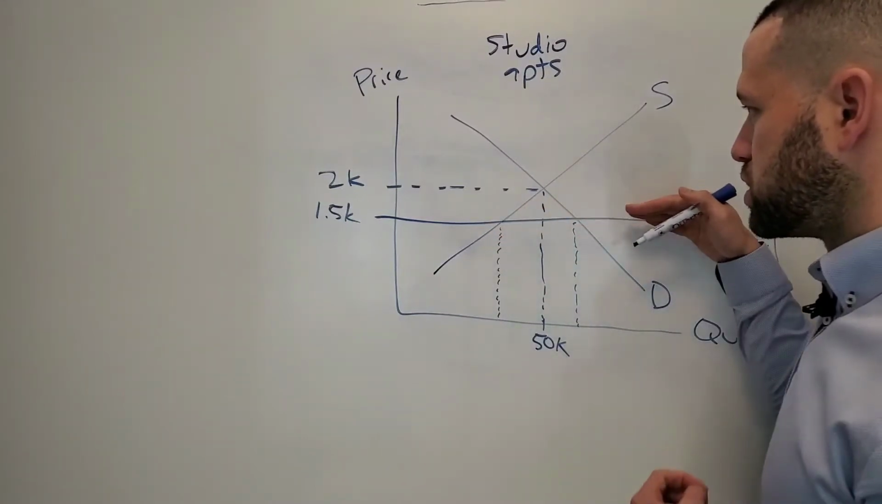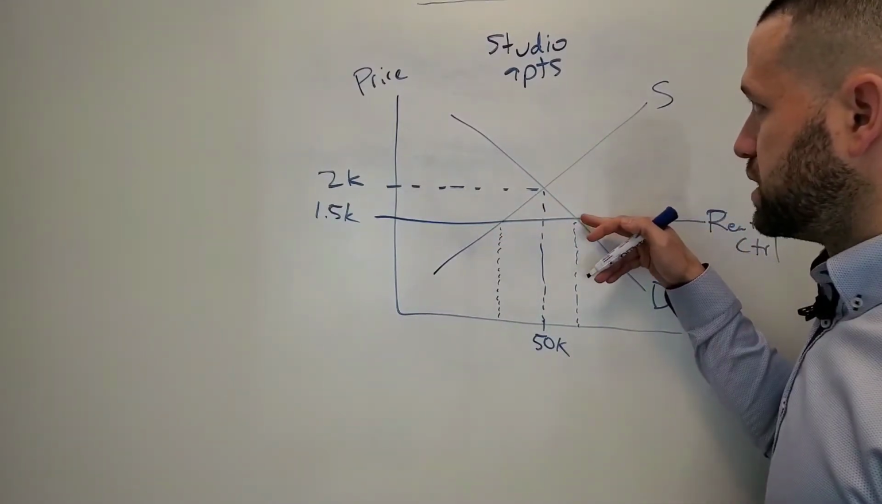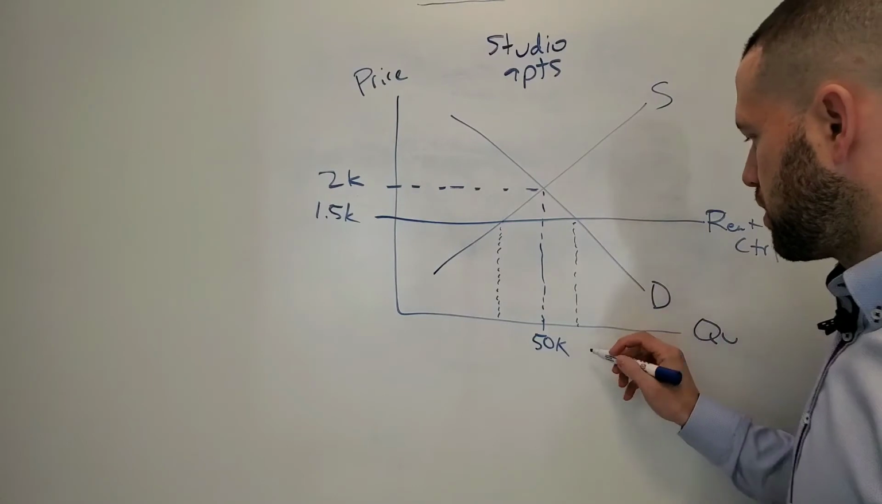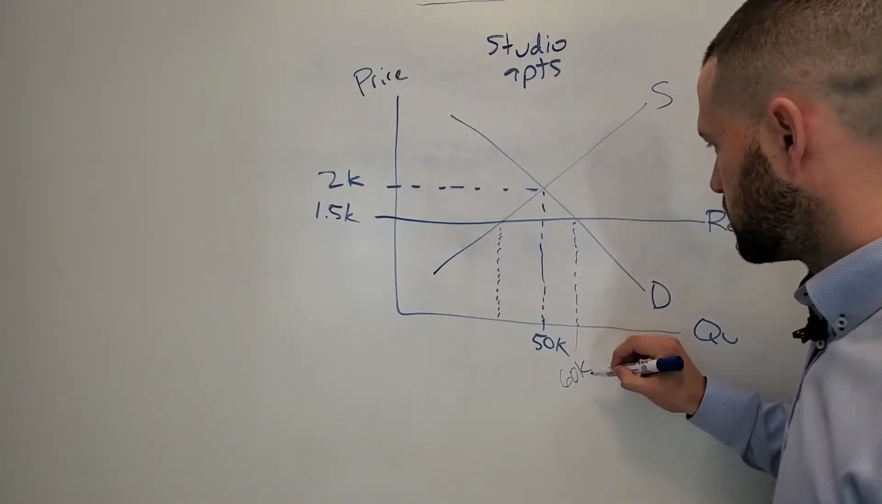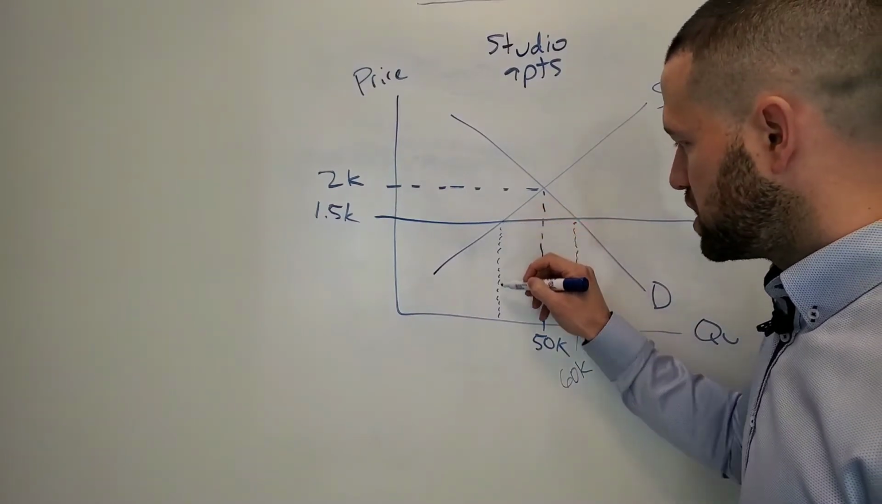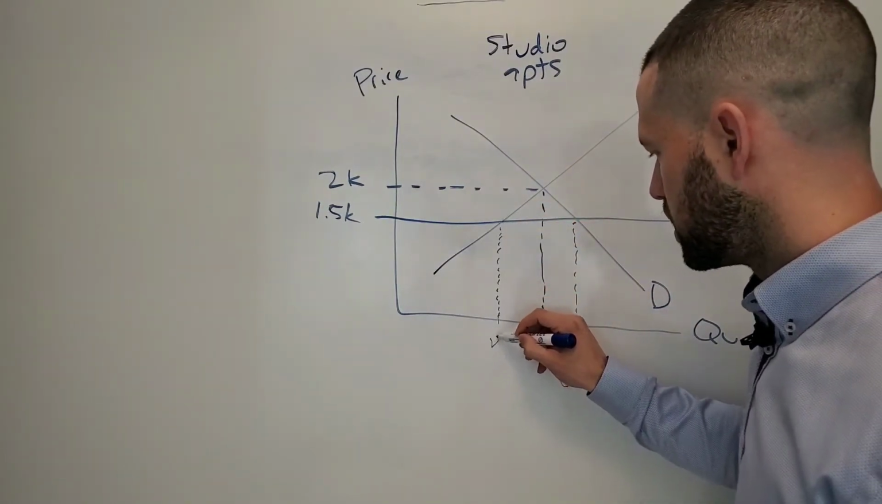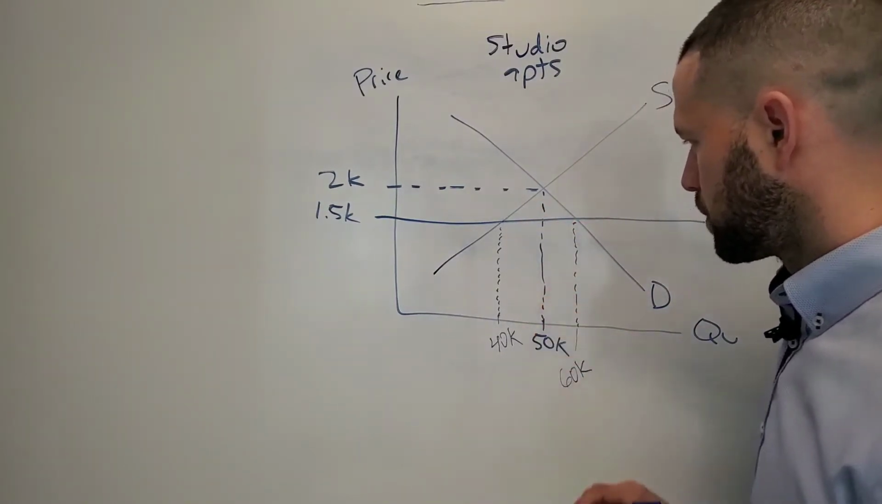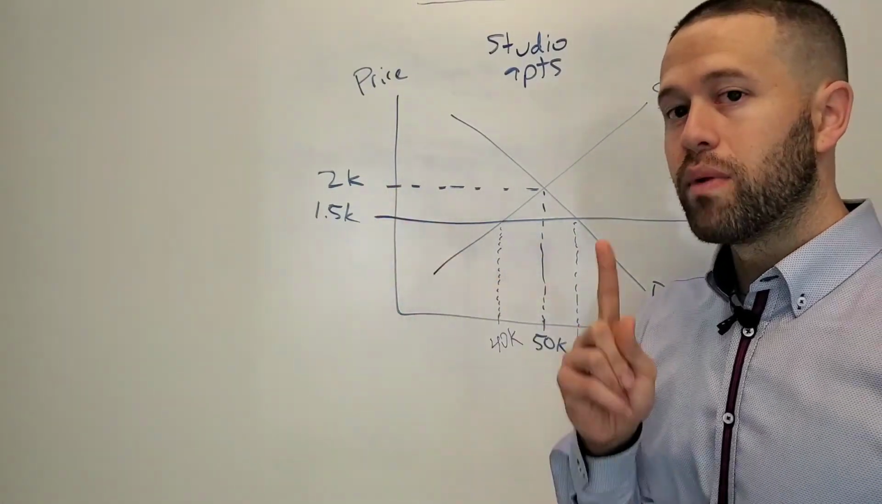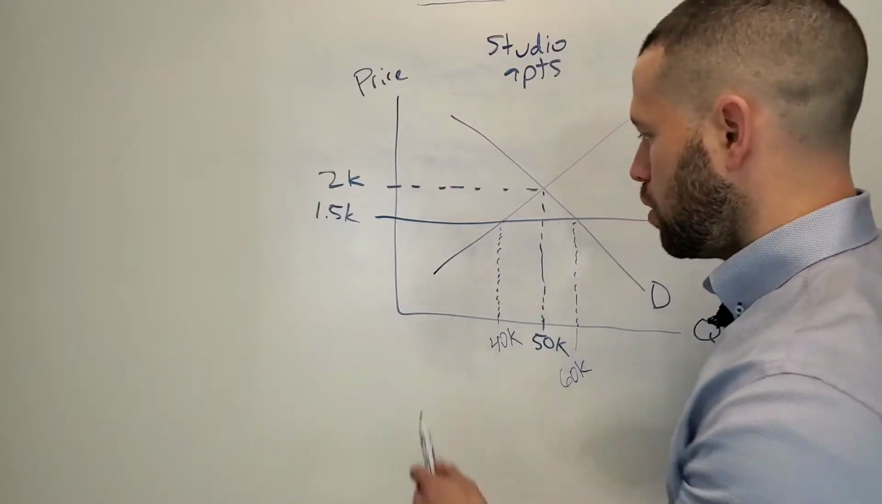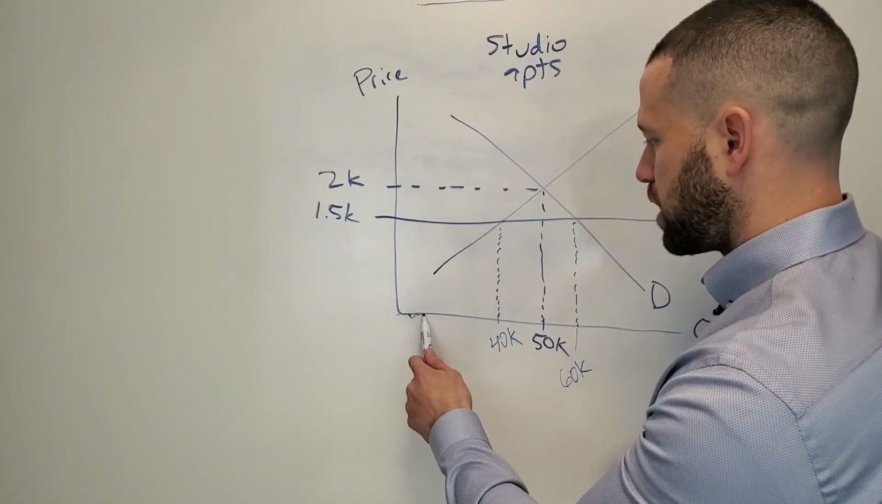Now, once you've imposed this rent control and the price is $1,500 a month, there will be demand for, let's say, 60,000 units. However, the supply is decreasing, and now the supply is only 40,000 units. So what happens is everybody thinks, oh, my rent's going to go down. Well, you might be right. You might be wrong.